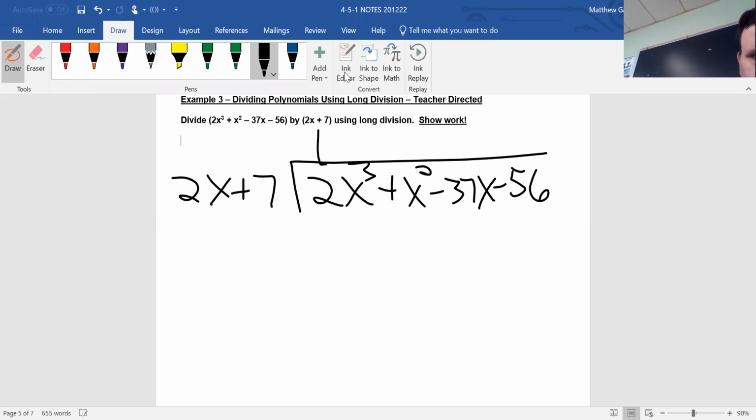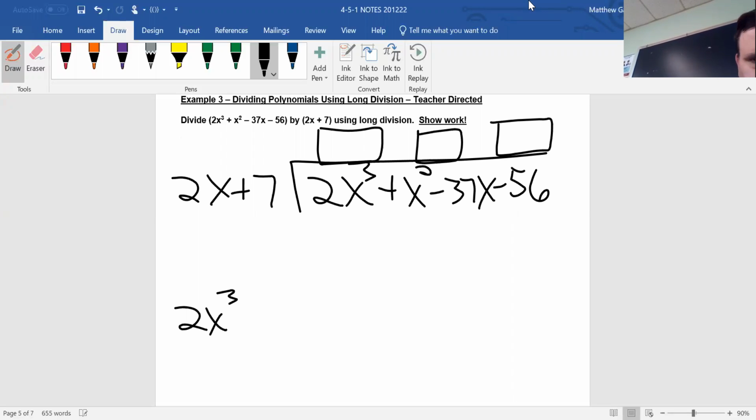Okay, so we're going to set it up the same way we've set it up, but the big difference is this 2x instead of 1x. So you still need something multiplied by 2x to give you 2x cubed. So we're taking the first term in your dividend and dividing it by the first term in the divisor to get you started. So the 2's cancel, and we're just left with x squared. X cubed divided by x is x squared.